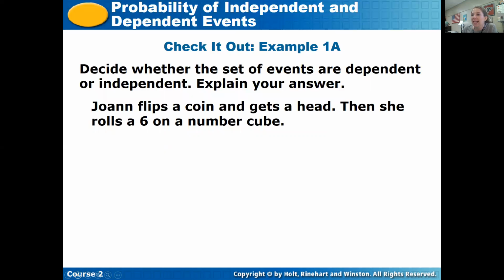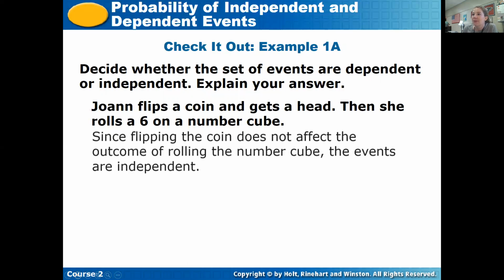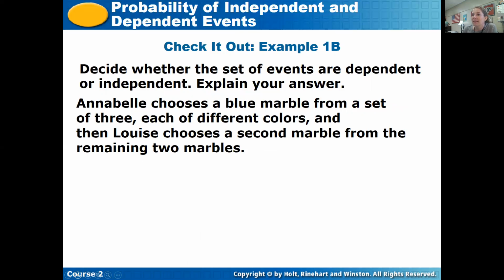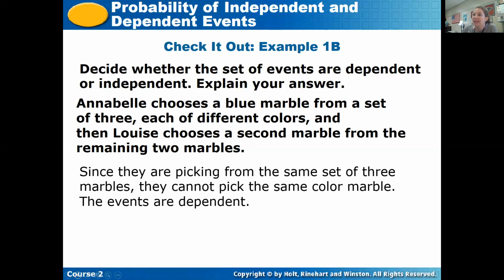Joanne flips a coin and gets heads. Then she rolls a 6 on a number cube. Since flipping the coin does not affect the outcome of rolling the number cube, the events are independent. What about this one? Annabelle chooses a blue marble from a set of 3, each of different colors. And then Luis chooses a second marble from the remaining 2 marbles. So, independent or dependent? Dependent. Since they are picking from the same set of 3 marbles, they cannot pick the same color marble.